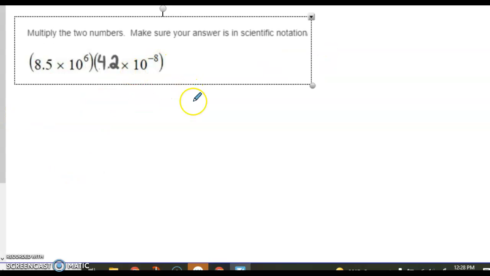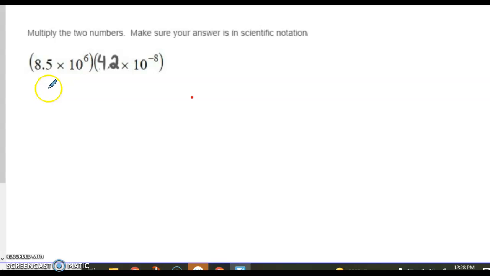So let's practice that again. We want to multiply the two numbers that are in scientific notation. So we're just going to multiply our regular numbers first. So 8.5 times 4.2. In this case, it gives me 35.7. So we're going to look at that again in just a minute.